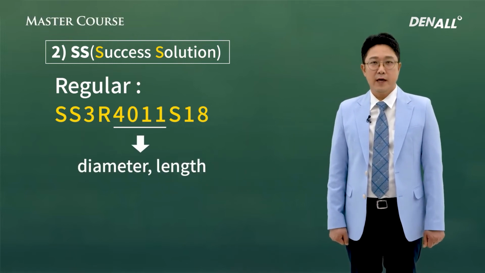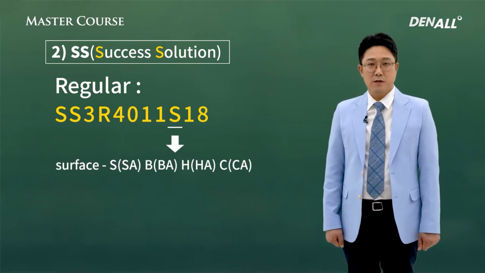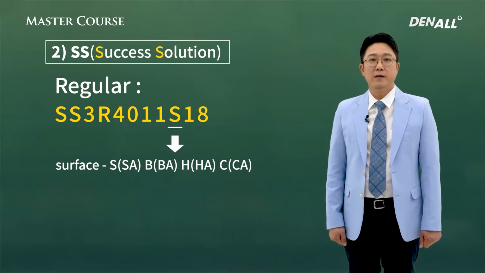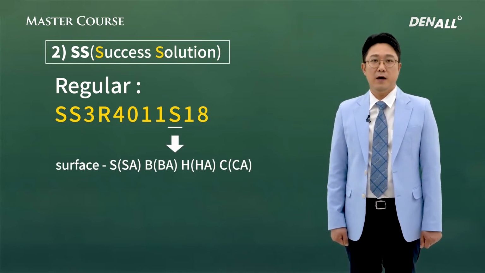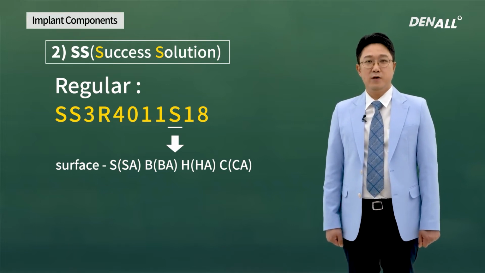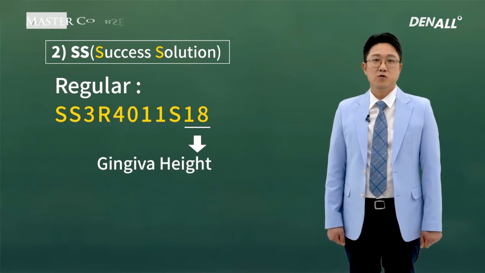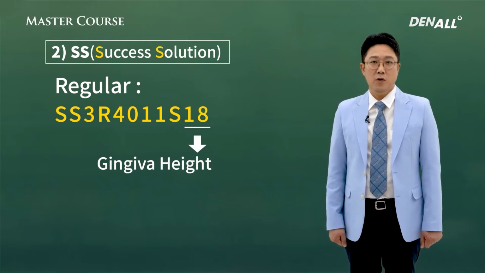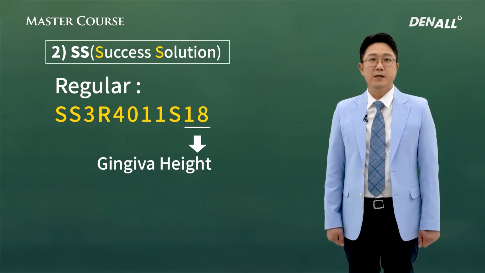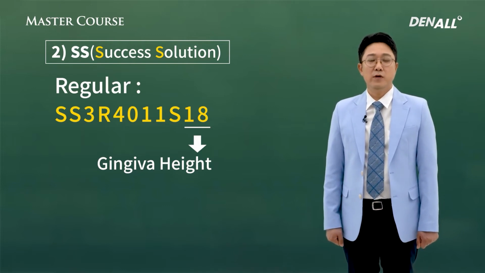4011. This means a 4.0 diameter and the length is 11 millimeter. And the letter S means that the surface treatment of the fixture is SA, and on implant surface, I'm going to talk about it in the next lecture. In the case of HA surface, it is marked as H, and in the case of CA, it is marked as C. The 18 is only for SS fixture, and it is the height of the area that meets the gingiva is 1.8 millimeter, and in the case of 2.0 millimeter fixture, it is marked as 20.